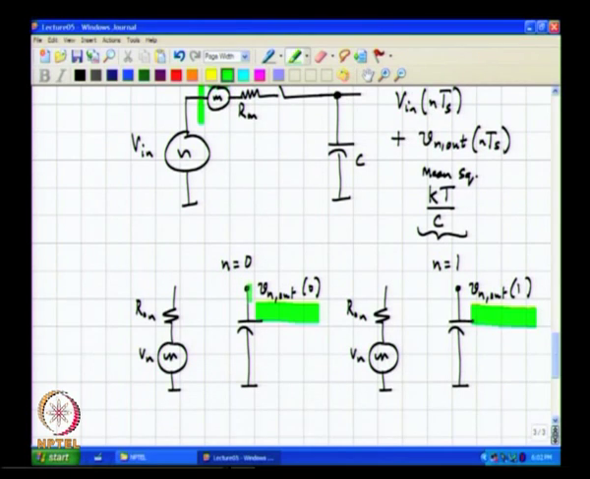Okay, so at n equal to 0 we opened the switch, and the noise trapped on this capacitor is Vn out of 0. Then we close the switch, and the input noise waveform is connected to the capacitor. So Vn out of 0 now behaves like an initial charge on the capacitor.